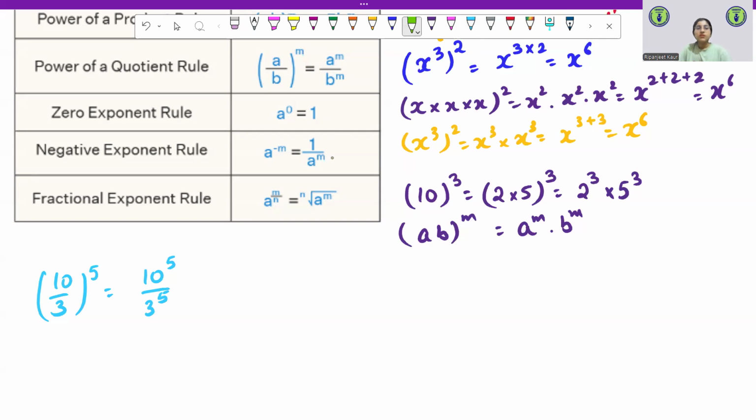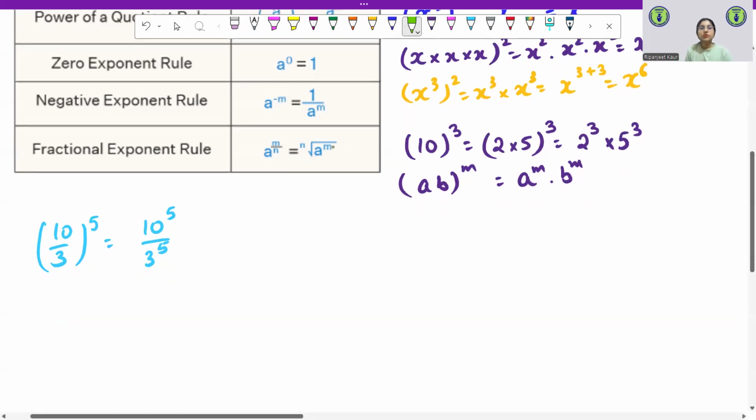And now the zero exponent rule. Zero exponent rule says anything raised to power 0 will become 1. For example, if we have 10 raised to power 0, or let's say 7, 7 raised to power 0 is actually 1.